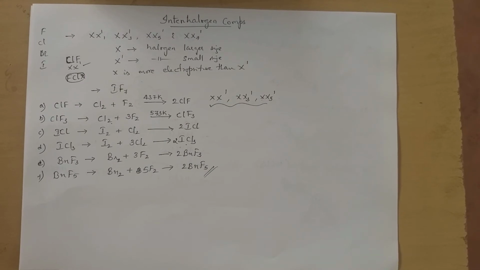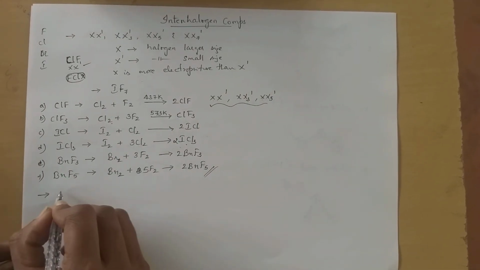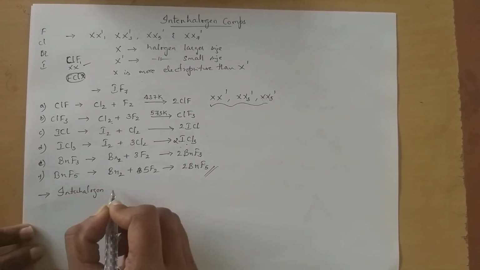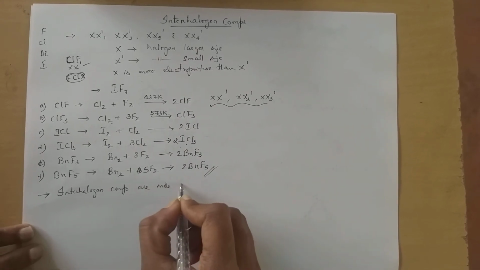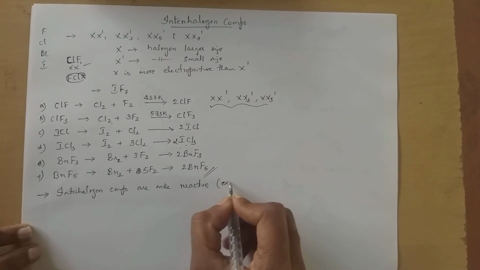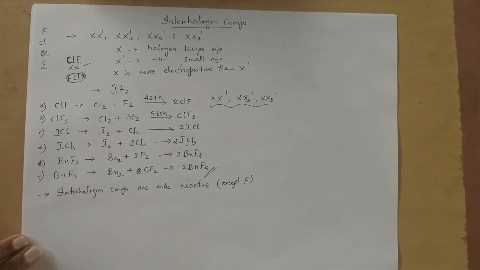Next, reactivity, how it reacts with others. Okay? So interhalogen compounds are basically more reactive than halogens. Okay? If we compare with halogens, these interhalogen compounds are more reactive. Okay? Except fluorine, these interhalogen compounds are more reactive.